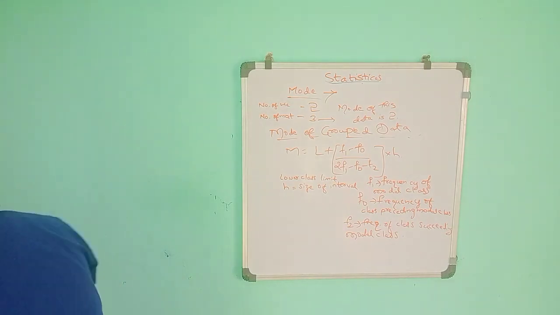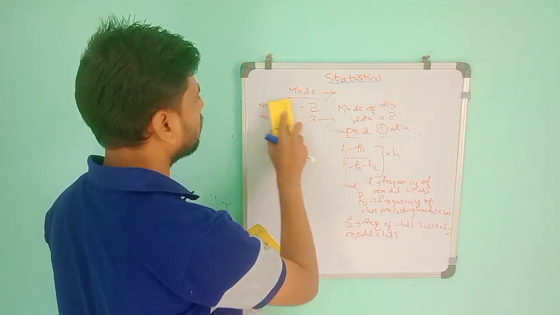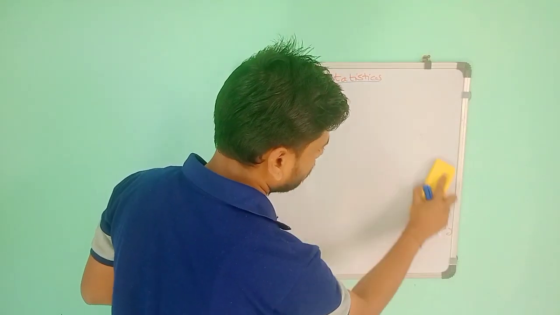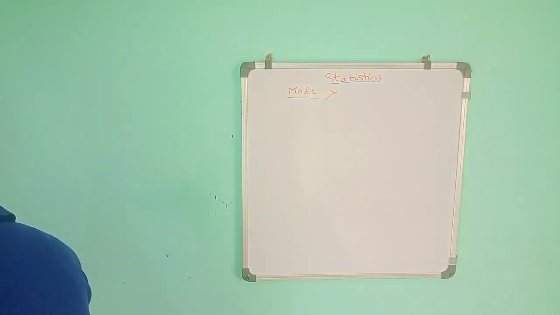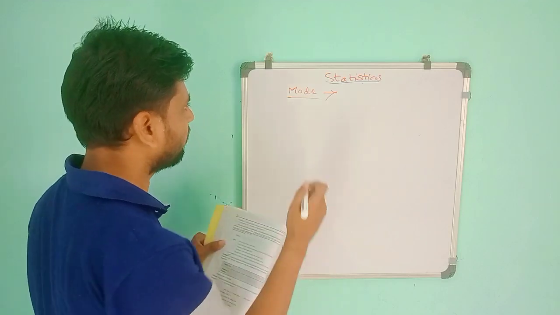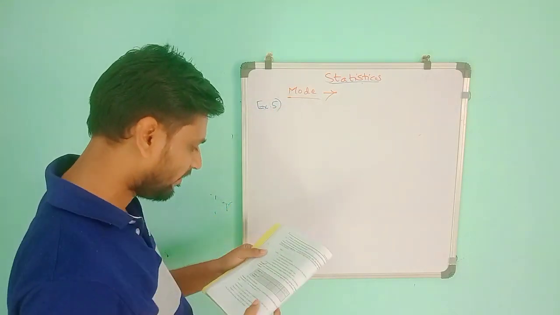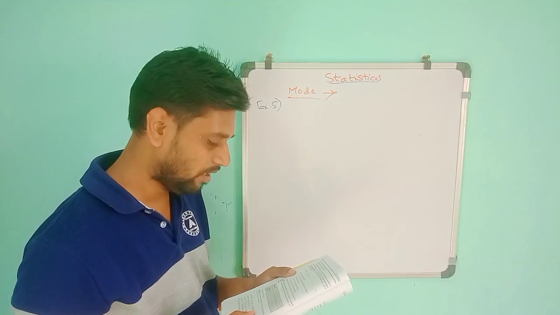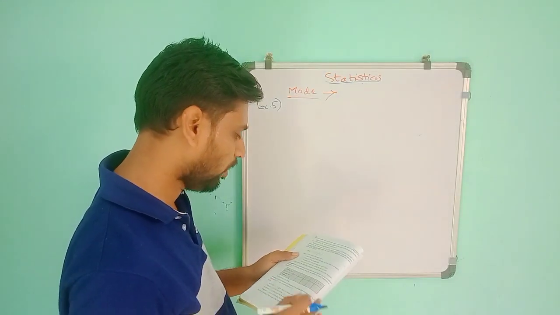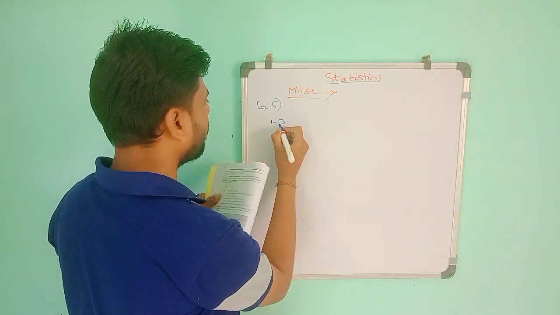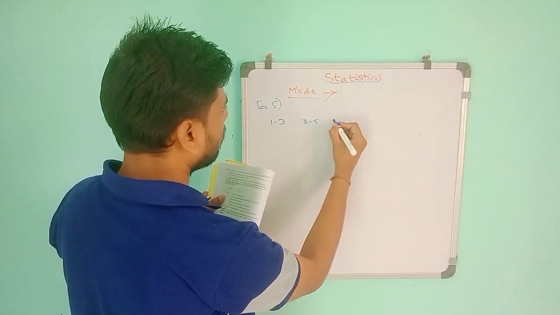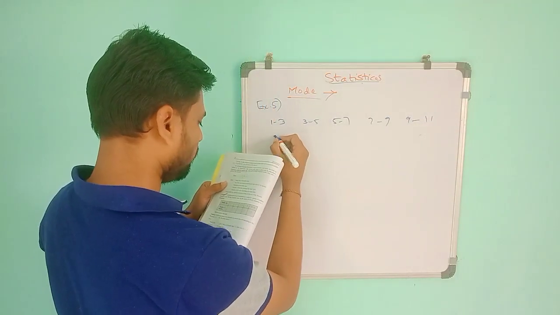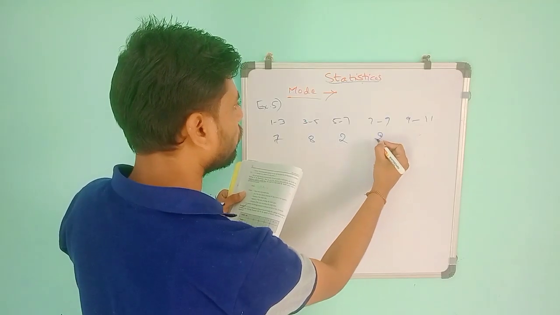Example number 5. A survey conducted on 20 households in a locality by a group of students resulted in the following frequency table for the number of family members in a household. So the total number of households is 20. The family size is given as 1 to 3, 3 to 5, 5 to 7, 7 to 9, 9 to 11. The corresponding values are 7, 8, 2, 2, 1.